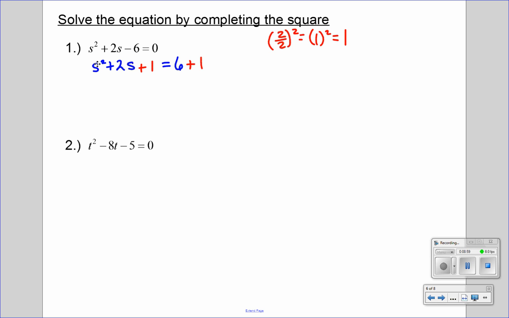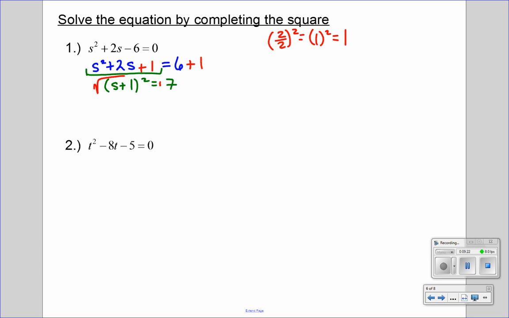Now we can rewrite this perfect square trinomial that we've made into the square of a binomial, which is (s + 1) squared equals 7. Now we've made it so we can use square rooting. So now we can square root both sides.